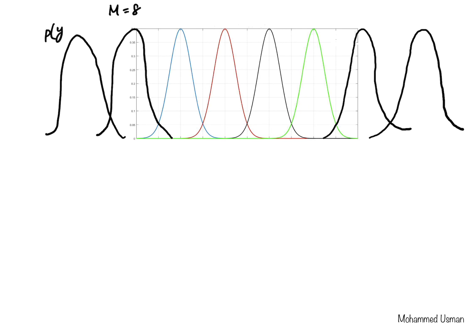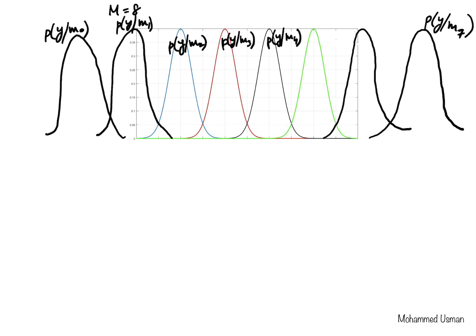So this will be the probability of the received signal y given m0 is transmitted, and this will be the probability of y given m7 is transmitted, right? So in between we have p of y given m1, and this will be p of y given m2, this will be p of y given m3, this will be p of y given m4, p of y given m5, and p of y given m6.